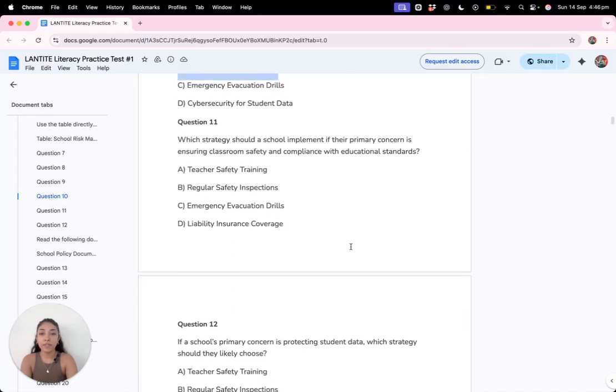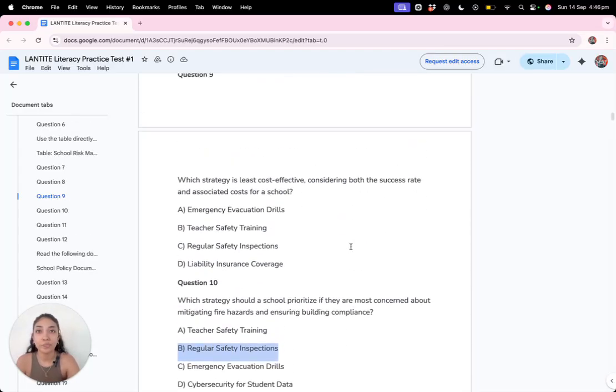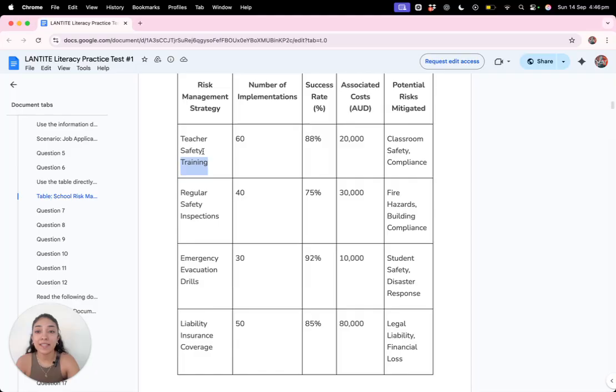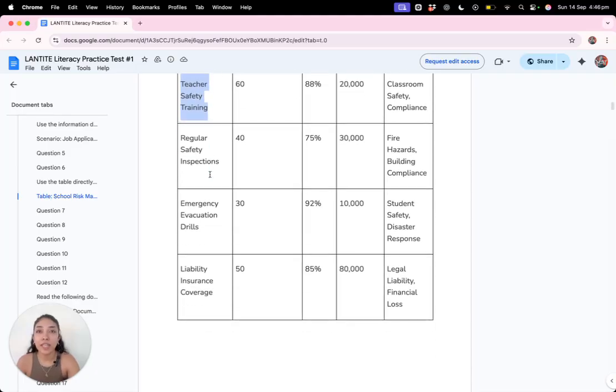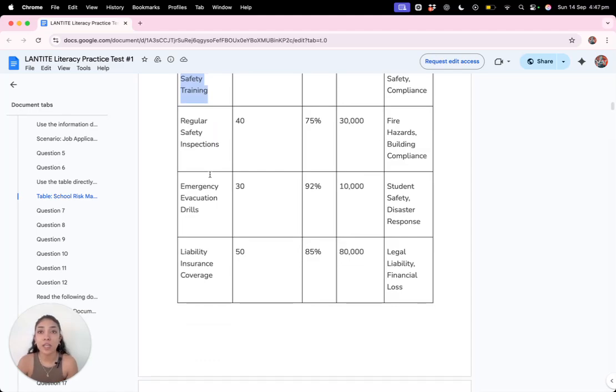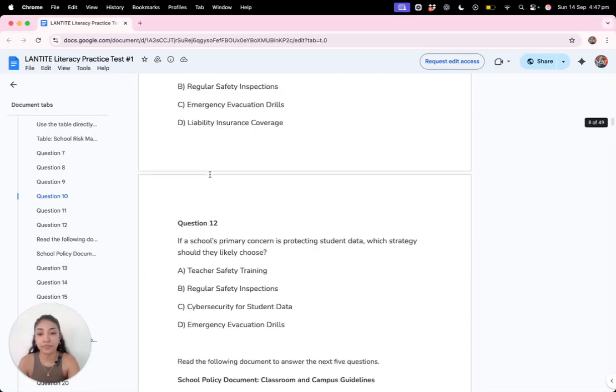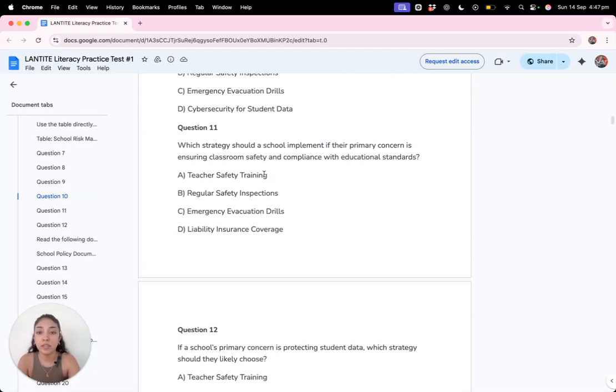The next one, question 11. Which strategy should a school implement if their primary concern is ensuring classroom safety and compliance with educational standards? So A, teacher safety training, B, regular safety inspections, C, emergency evacuation drills, and D, liability insurance coverage. So I'm going to go with A, teacher safety training, as teacher safety training is focused on ensuring classroom safety in compliance with educational standards, which is critical for maintaining a safe learning environment. Okay, so 11 is A.